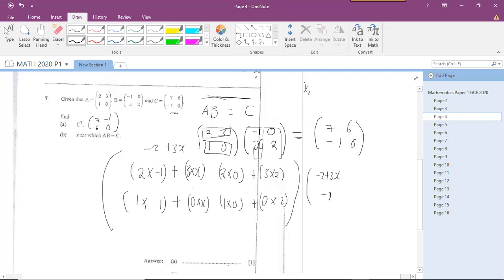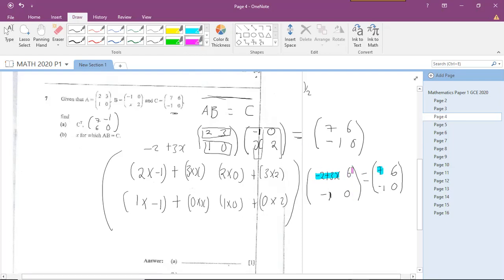Then this side, 2 times 0 is 0, 3 times 2 is 6, and 6 plus 0 is just 6. Then this side, 1 times 0 is 0, 0 times 2 is 0, 0 plus 0 is 0. So that's the matrix A times B. It should be equal to matrix C, which is 7, 6, -1, 0. So now we start corresponding elements. This element here, -2 plus 3x, corresponds to 7.